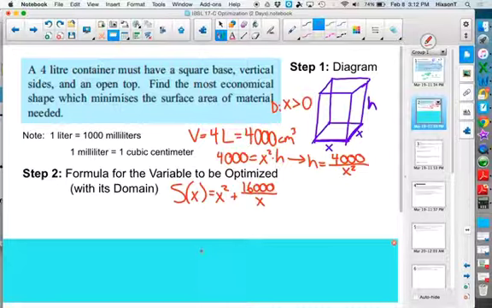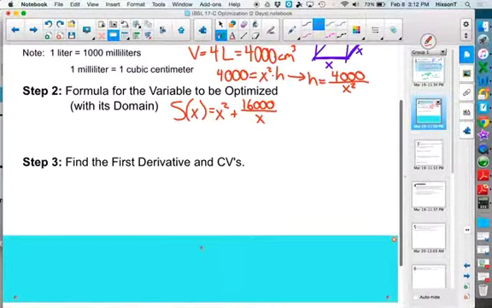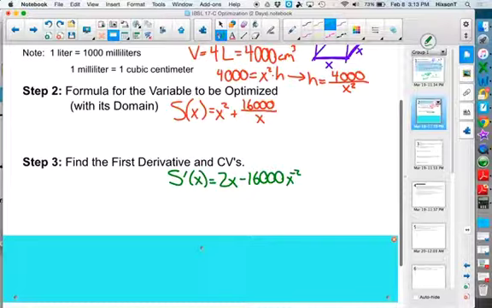Step 3, find the derivative and the critical values. So what is the derivative of s of x? 2x plus whatever. This is 16,000 x to the negative 1, so negative 16,000 x to the negative second. You could put it over x squared or whatever, it doesn't matter.